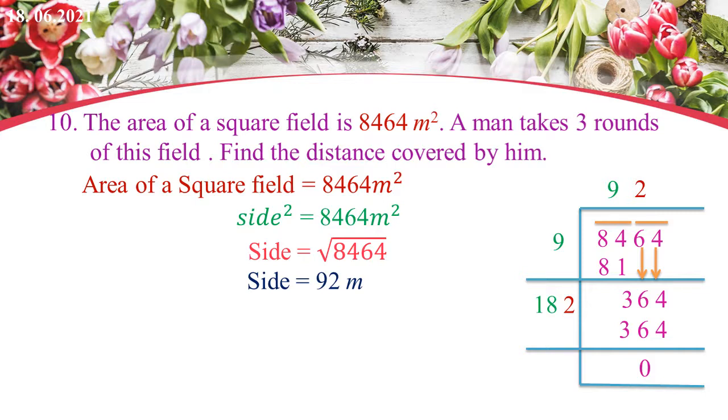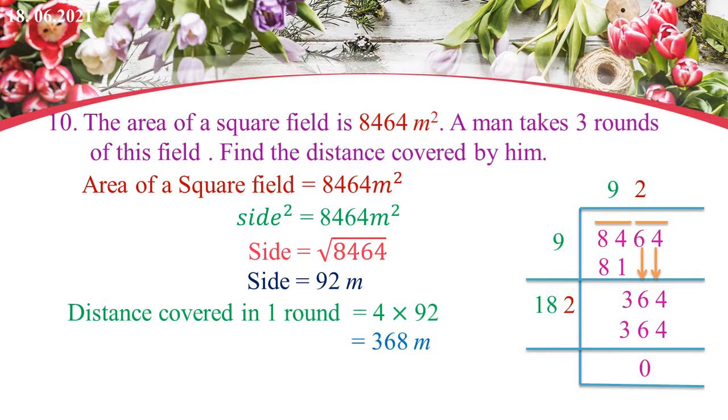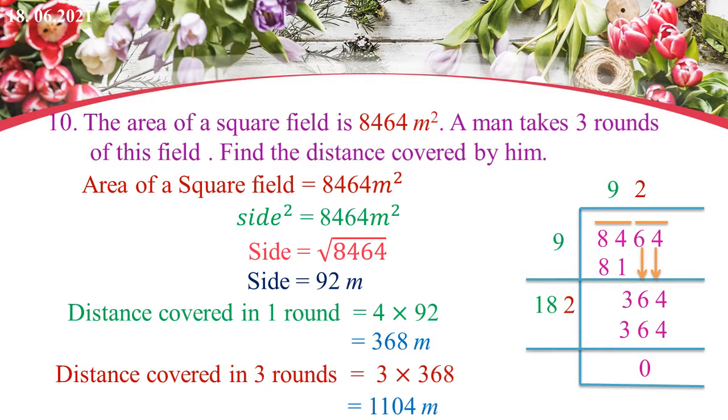A square has 4 sides. So, distance covered in one round equal 4 into 92, 368 meter. Distance covered in one round equal 368 meter. Distance covered in 3 rounds equal 3 into 368. So, 1104 meter. Totally, the distance covered by the man is 1104 meter.